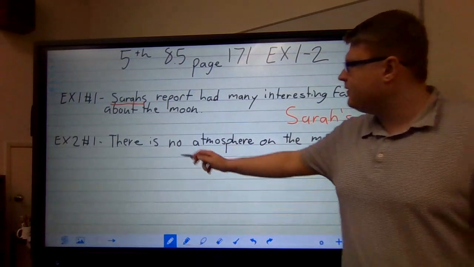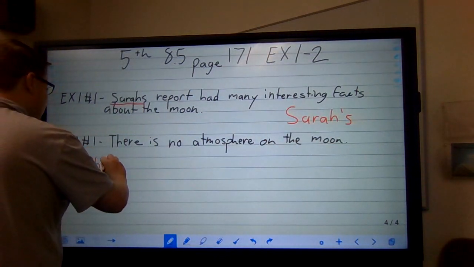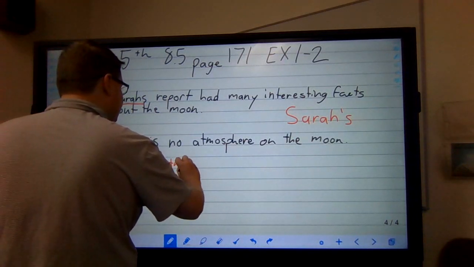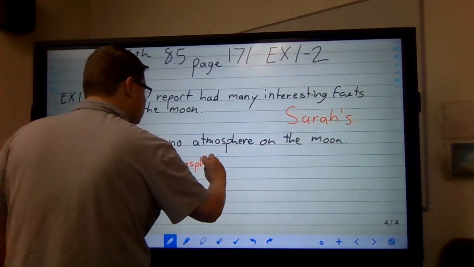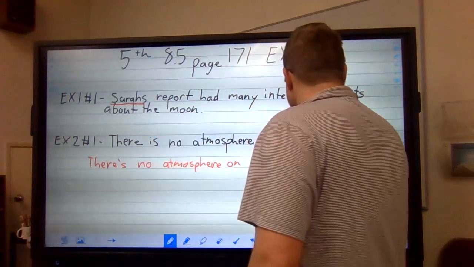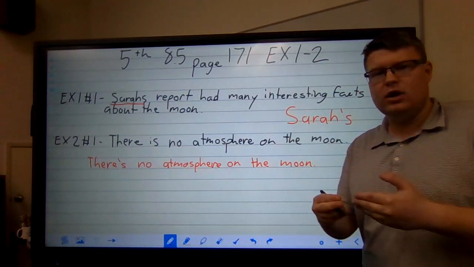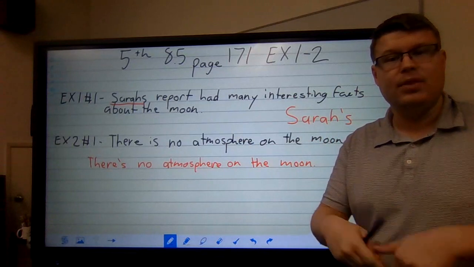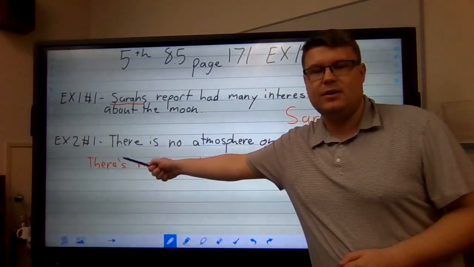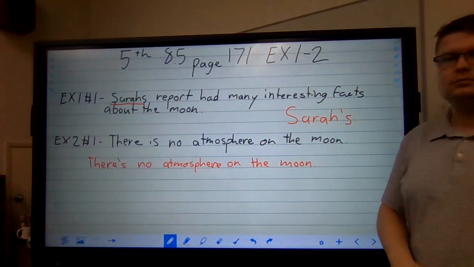There is, however, one for there is. So you will write there's no atmosphere on the moon. That's how you do exercise 2. Find the 2 words that you are going to make a contraction. Make that contraction and rewrite the rest of the sentence using it. There's a contraction with there and is with an apostrophe between the E and the S. No atmosphere on the moon.